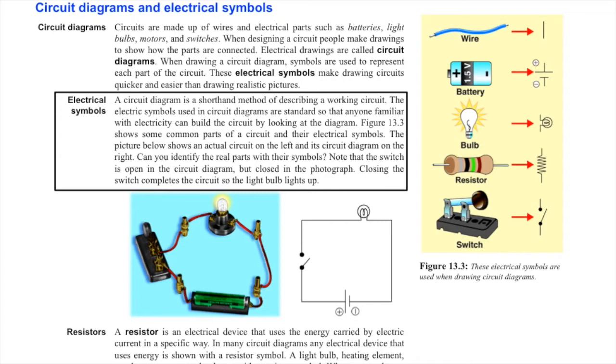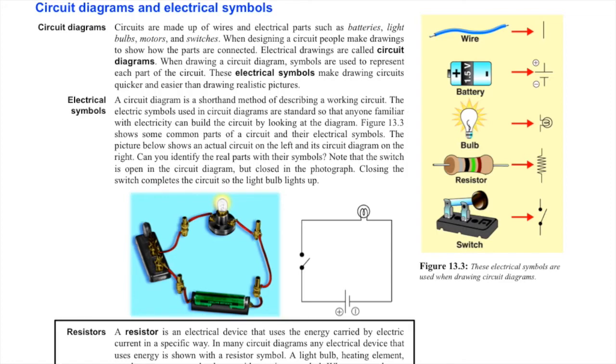The picture below shows an actual circuit on the left and its circuit diagram on the right. Can you identify the real parts with their symbols? Note that the switch is open in the circuit diagram, but closed in the photograph. Closing the switch completes the circuit so the light bulb lights up.